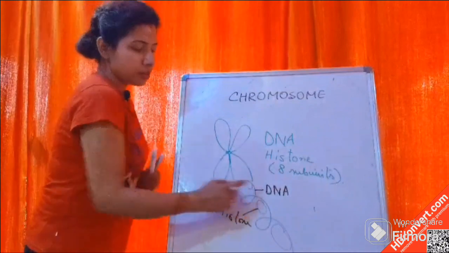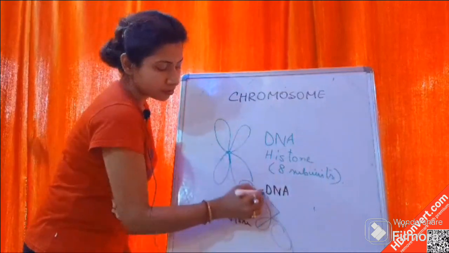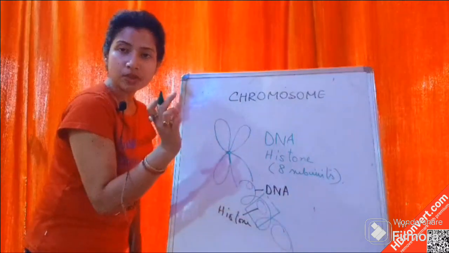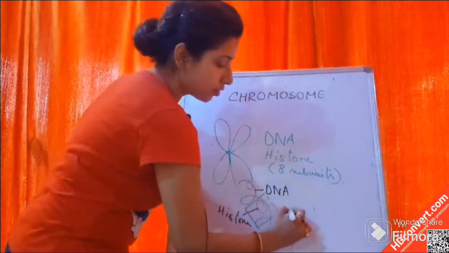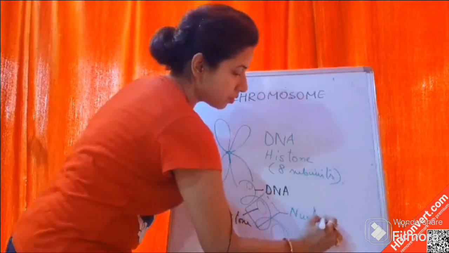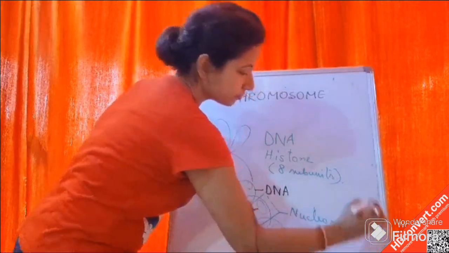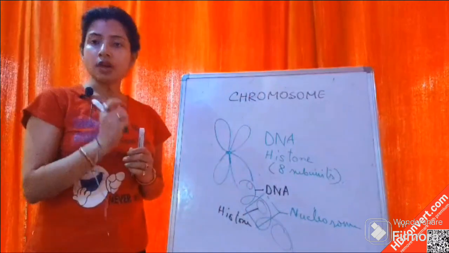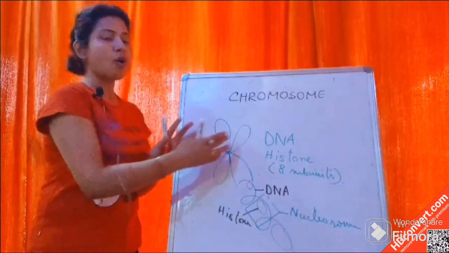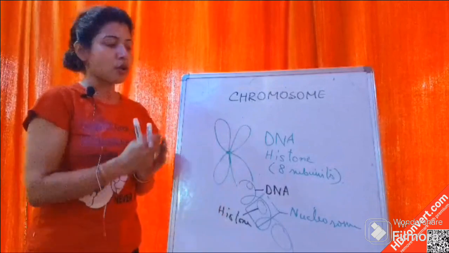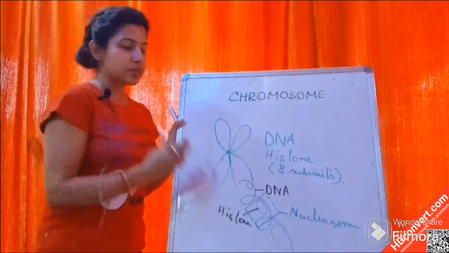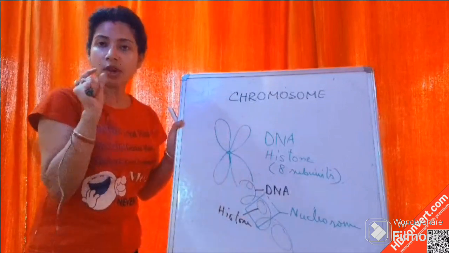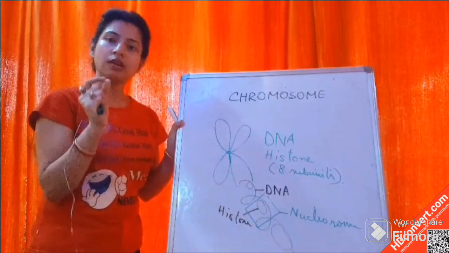Now, this small unit, histone with a small piece of DNA, is known as a nucleosome. Nucleosome is the smallest structural and functional unit of chromosome, because chromosome is made up of several nucleosomes. Nucleosome is equivalent to a small stretch of DNA along with histone protein.